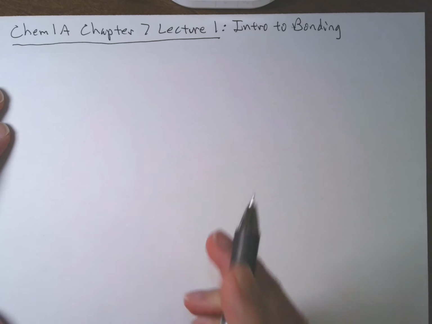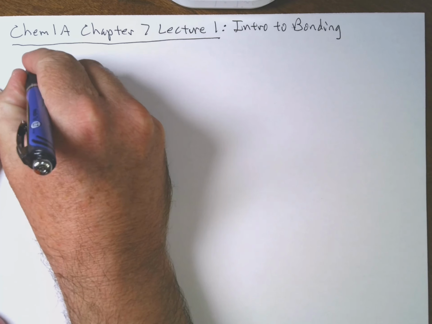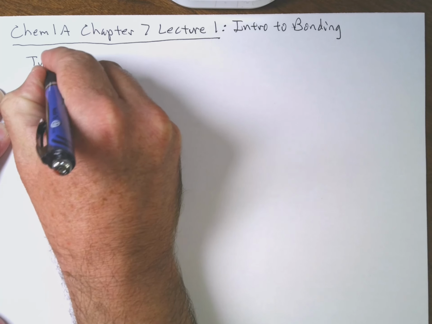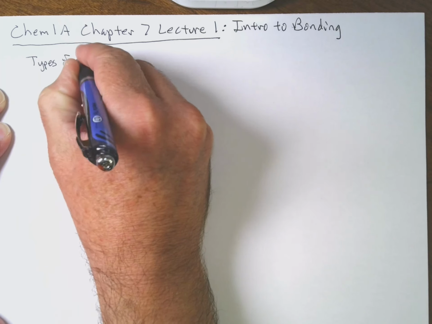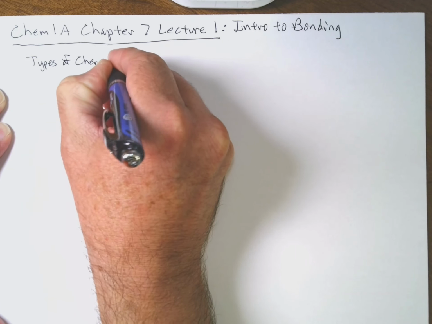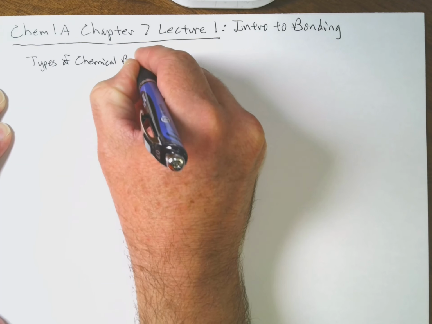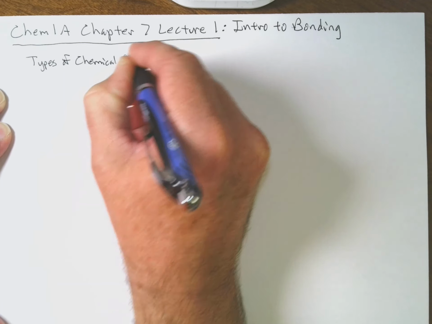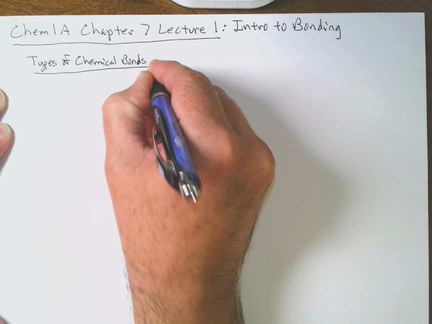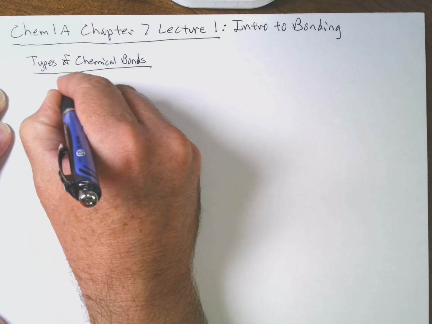And really, bonding is what chemistry is all about. It's chemical bonds. Understanding the nature of chemical bonds enables us to understand how molecules react and interact. So let's look at some types of chemical bonds, and the two main types are, as we've talked about previously, ionic and covalent.